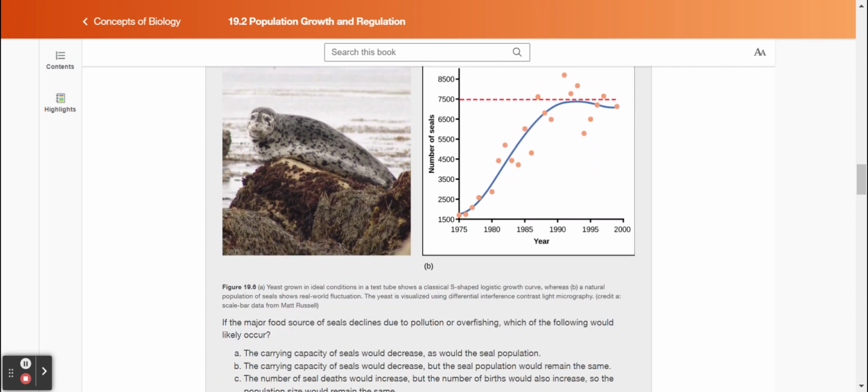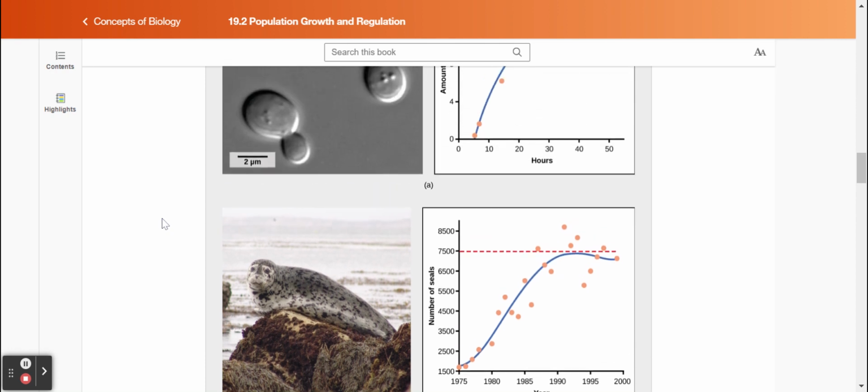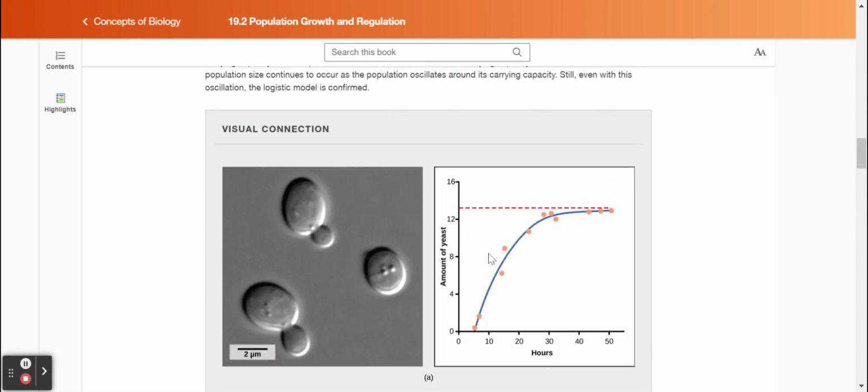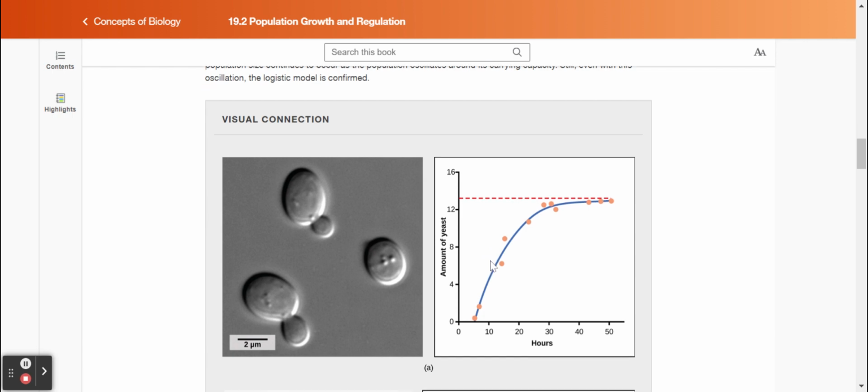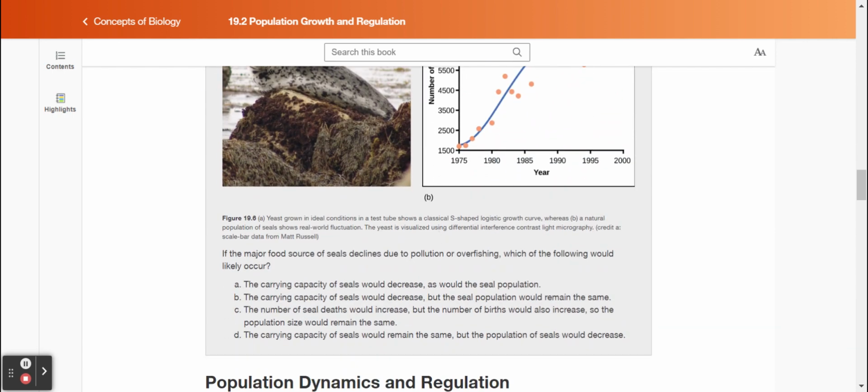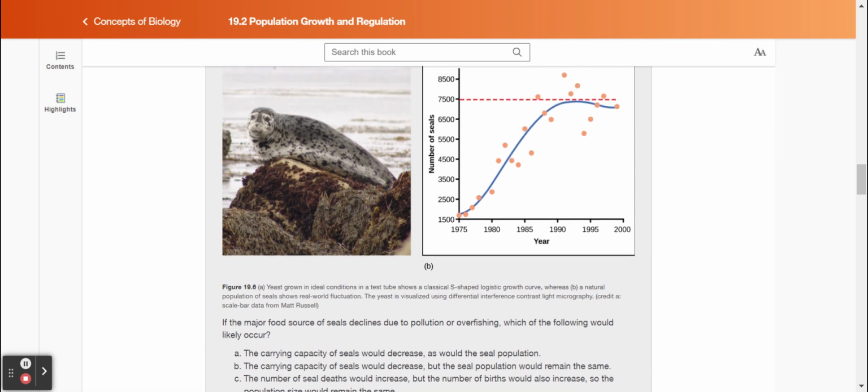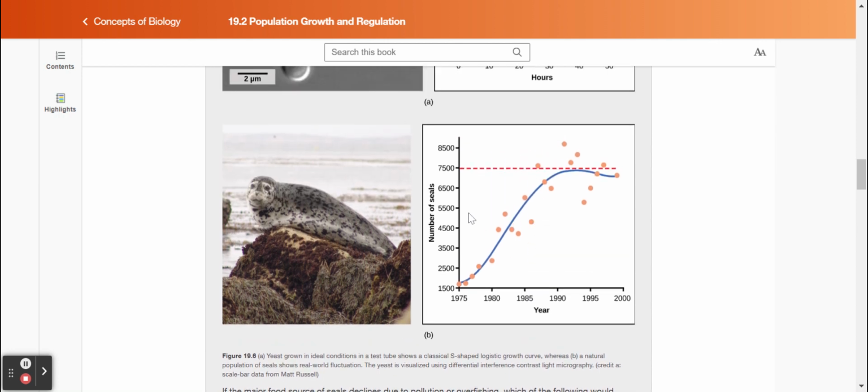Figure 19.6. Figure 19.6a shows yeast grown in ideal conditions in a test tube, showing a classical S-shaped logistic growth curve, whereas figure 19.6b shows a natural population of seals showing real-world fluctuations.